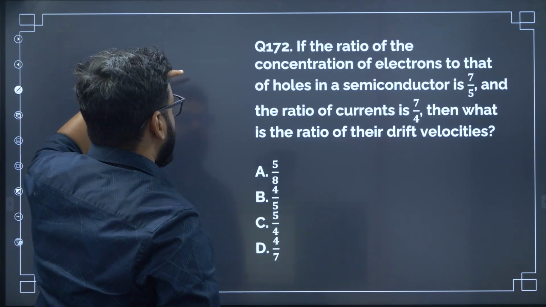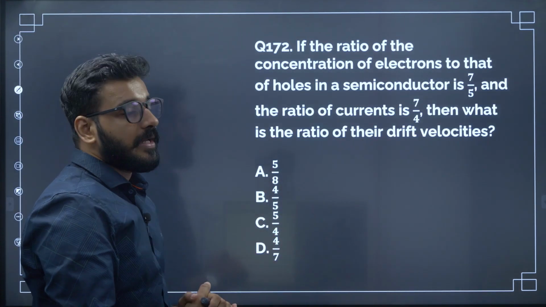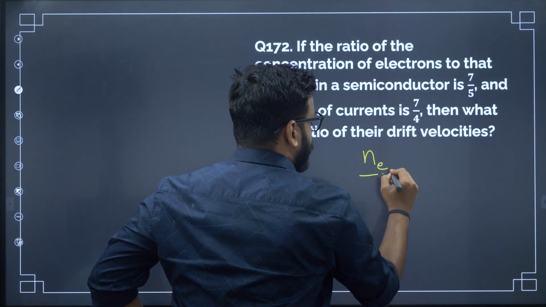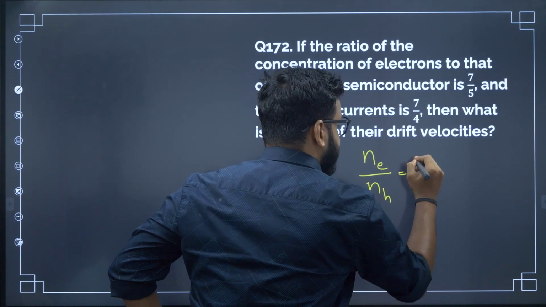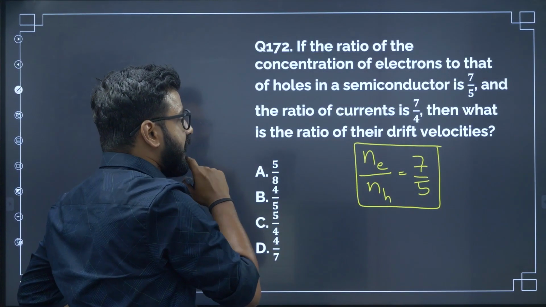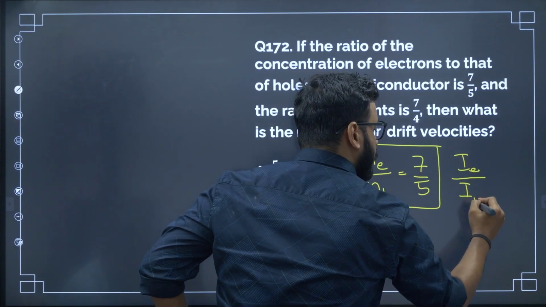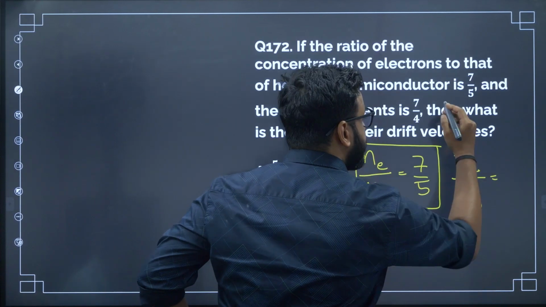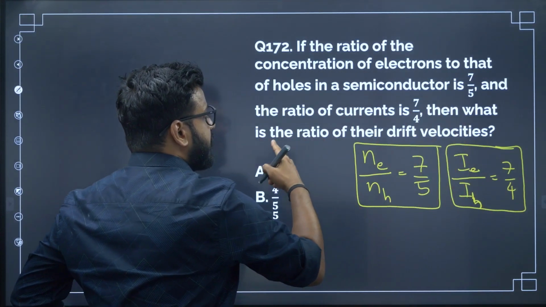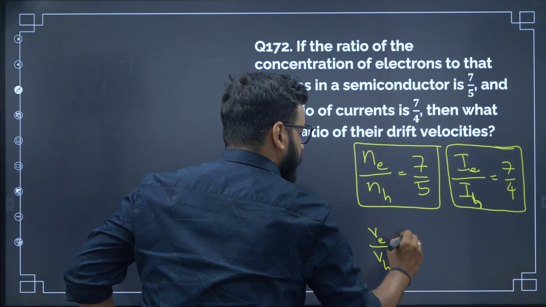Alright, fine. Next question. If the ratio of the concentration of electrons to that of the holes in the semiconductor is 7/5. So they have already given number of electrons to number of holes is 7/5. Okay, that is given. And also they have given something else, the ratio of the currents, that is current because of electrons and current because of holes, that ratio is given as 7/4. In that case, what is the ratio of their drift velocities? What is VE by VH?